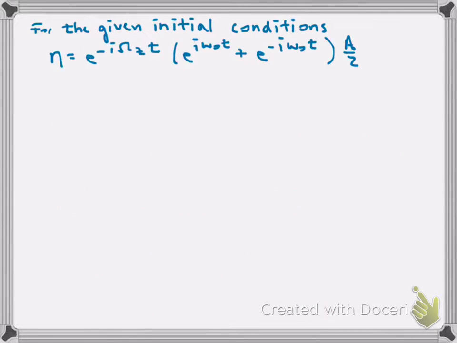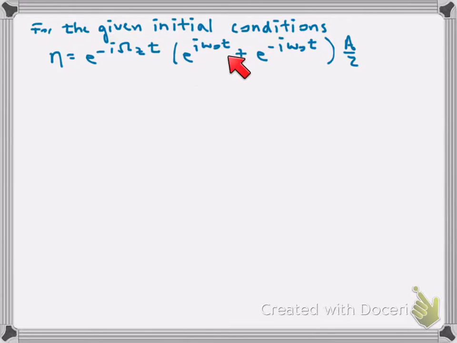So we want to rewrite our solution. For the given initial conditions we just described, we have eta is equal to e to the minus i omega z t, times e to the i omega naught t plus e to the minus i omega naught t, that whole quantity times A over 2. So now I have my solution.